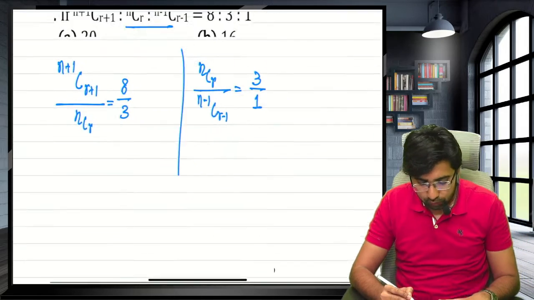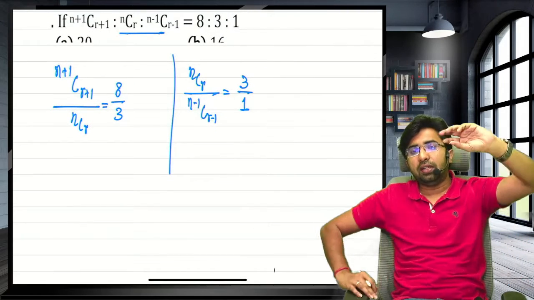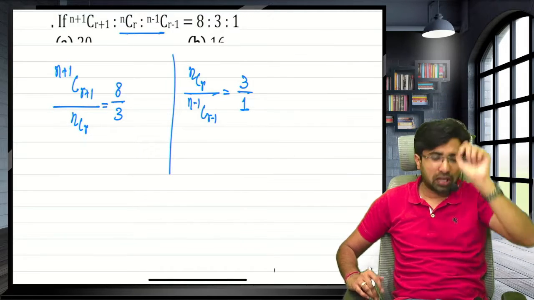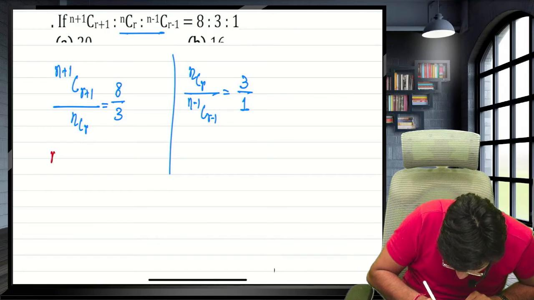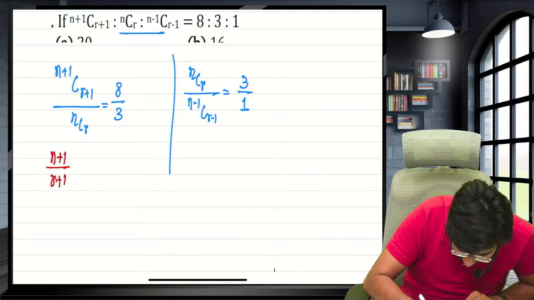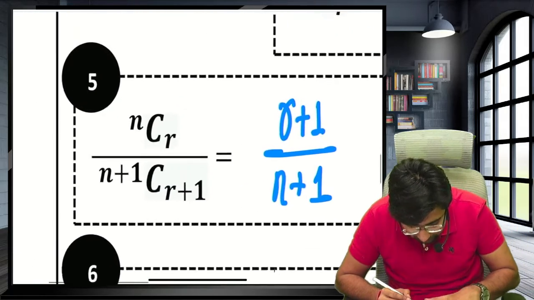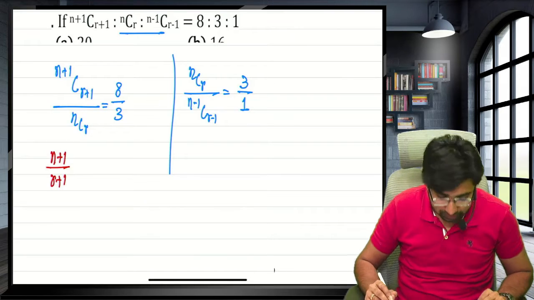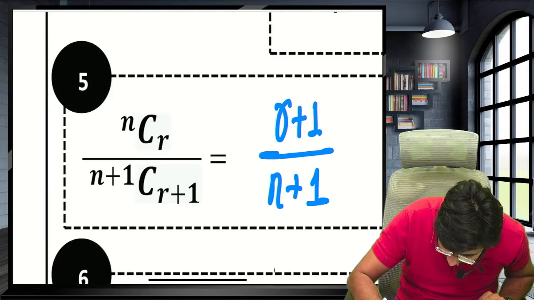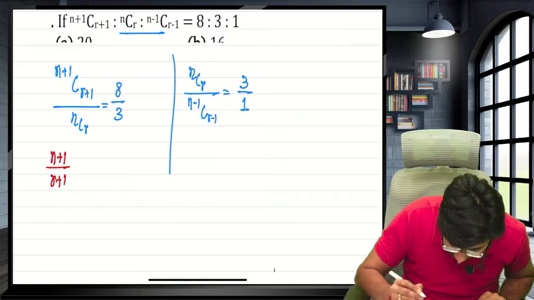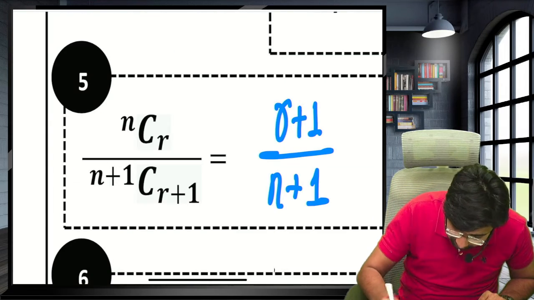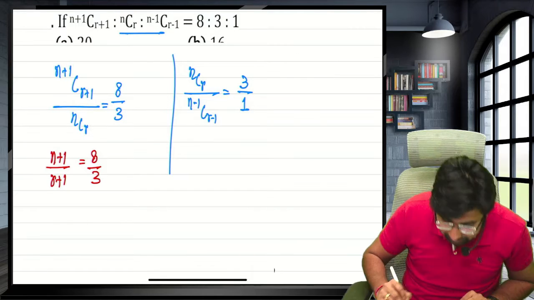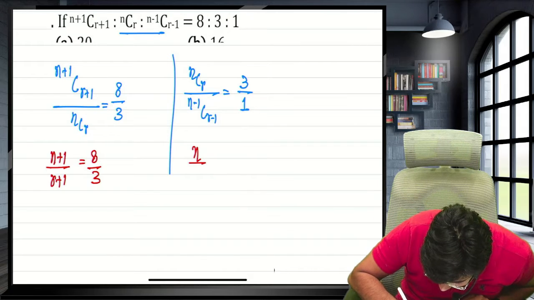Guys, now don't worry, you know this. You have learned NCR upon n plus 1 C R plus 1, that is R plus 1 upon n plus 1. If you reciprocal this, it will be n plus 1 upon R plus 1. We know NCR upon n plus 1 C R plus 1, and now we require n plus 1 C R plus 1 upon NCR. It means the reciprocal will be n plus 1 upon R plus 1. This is 8 by 3. NCR upon n minus 1 C R minus 1, we know it directly, n upon R. That is 3 upon 1.